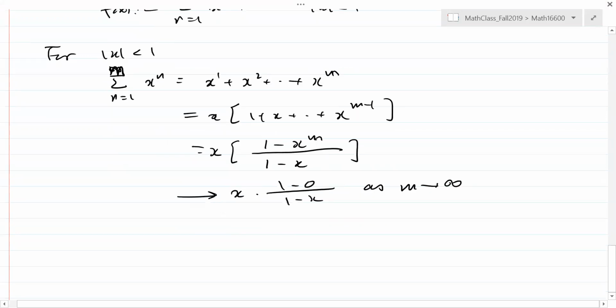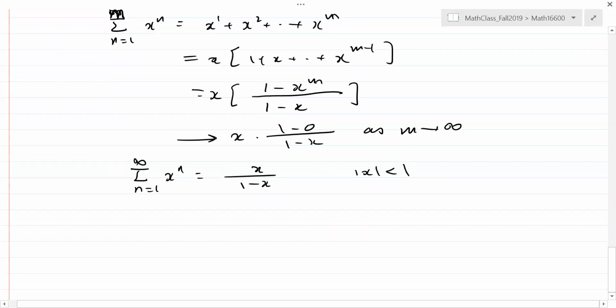So what does that mean? That means this power series is going to be x over 1 minus x, and this power series is converging when the absolute value of x is less than 1. All right, this is an identity. It holds for absolute value of x less than 1.